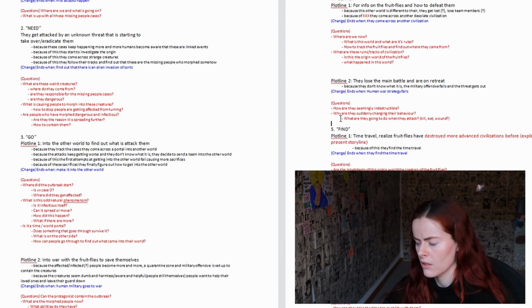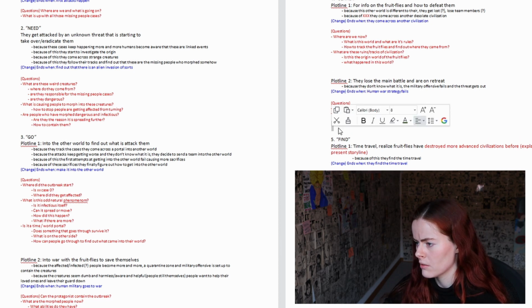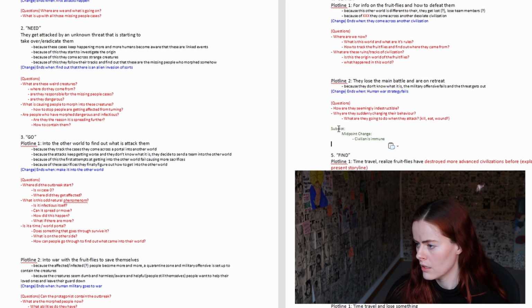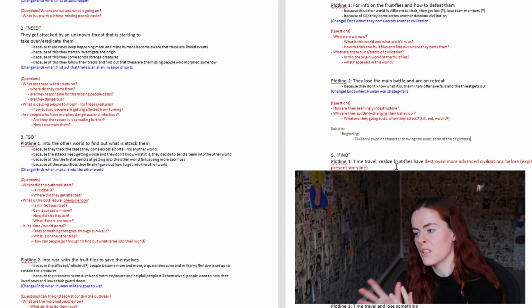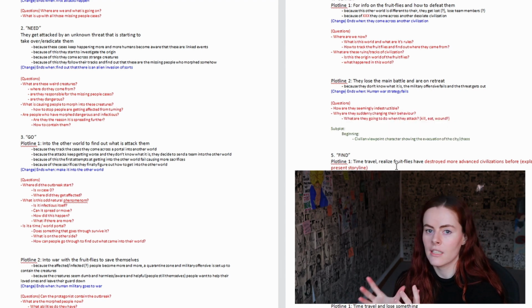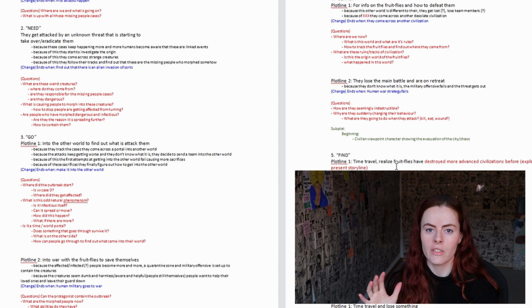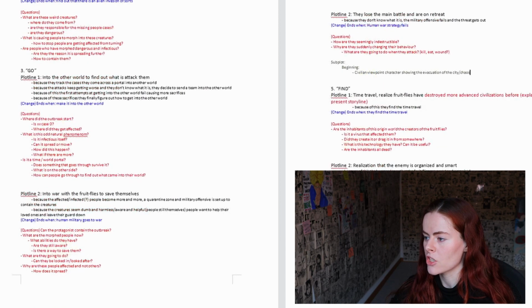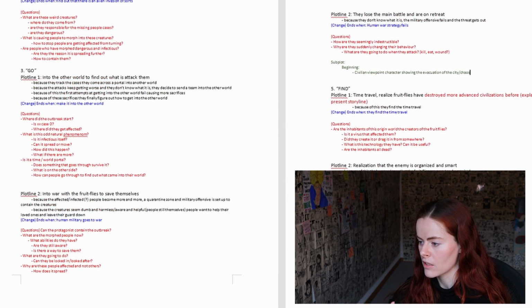Okay, so basically here, introduction to the subplot beginning. Okay, so that's the introduction to the subplot. Basically a bunch of civilian characters showing us the chaos of the evacuation, trying to leave the city. And we are actually sticking with some of these characters for the subplot.